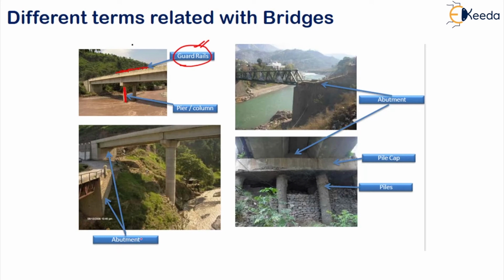Next, abutments. Abutments are normally the end supports. In between, whatever we have, we can call them piers, but at the end, if you see, they will not be in the form of columns. The width has increased, the dimension has increased. So at the support, whatever we have is called your abutment. You can see here also, this entire structure is your abutment structure, right?